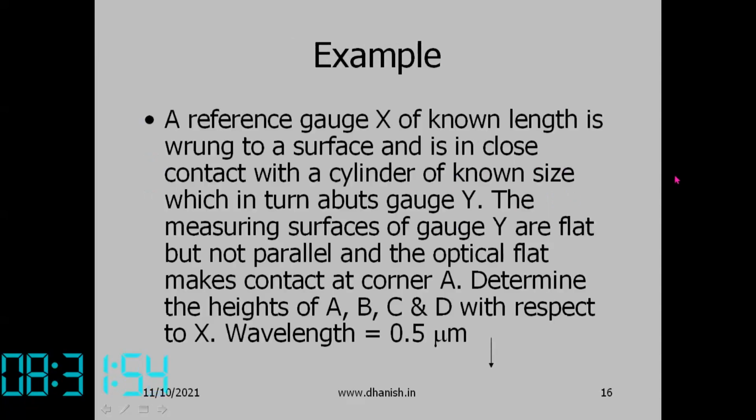Okay, a slightly more complicated example. A reference gauge X of known length is rung to a surface and is in close contact with a cylinder of known size, which in turn abuts gauge Y. The measuring surfaces of gauge Y are flat but not parallel, and the optical flat makes contact at corner A. Determine the heights of A, B, C, and D with respect to X. The wavelength is 0.5 microns.